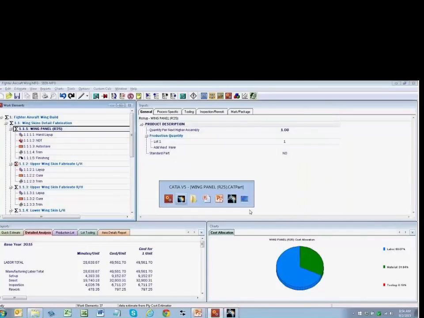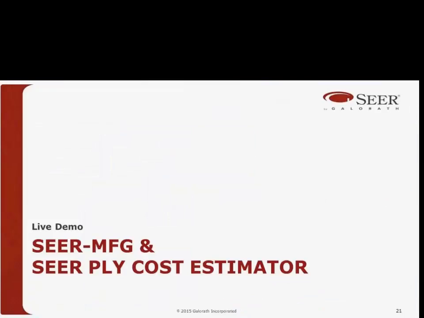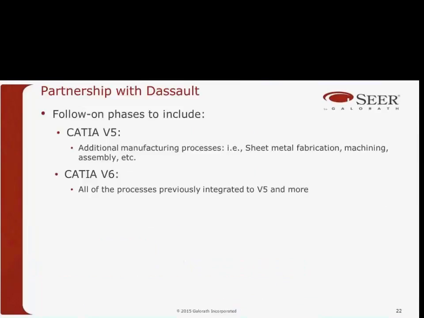Okay, so I think that's covered most of the items for the SEER-Ply Cost Estimator. So our partnership with Dassault is going to, the follow-on phases from where we are now, from the Ply Cost Estimator, is to include additional manufacturing processes, sheet metal fabrication, machining, and assembly, and others. And then once we have those interfaces within Catia V5, to then embed them into Catia V6.